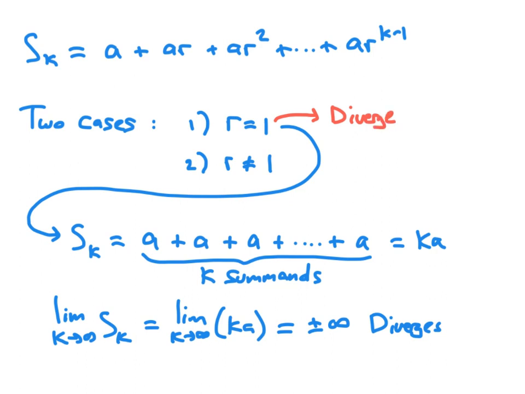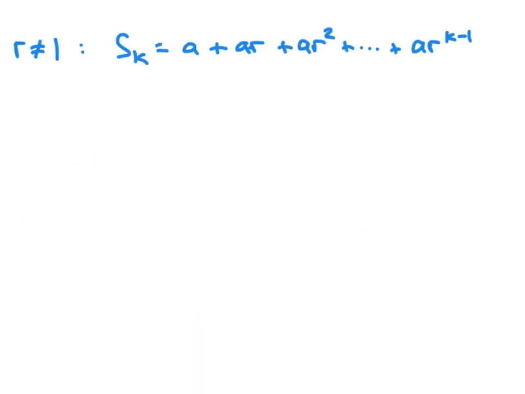So what we've done so far is we've answered the question that when r is equal to 1, regardless of the value of a, our geometric series will diverge. The more interesting case happens now, where we'll look at what happens when r is not equal to 1. So when r is not equal to 1, we're again going to consider our partial sum s sub k, which will be a plus ar squared, up to the term ar to the k minus 1, just like it was before.